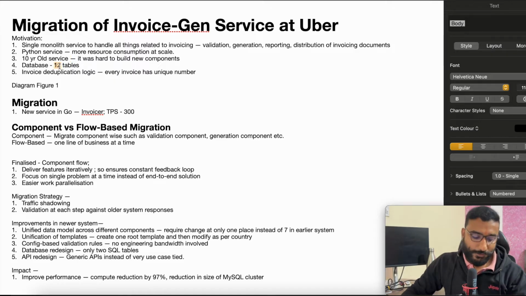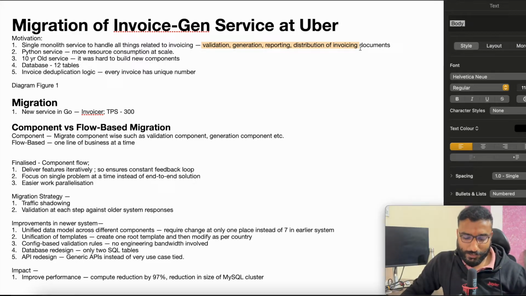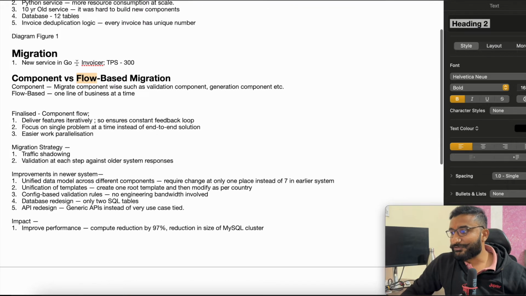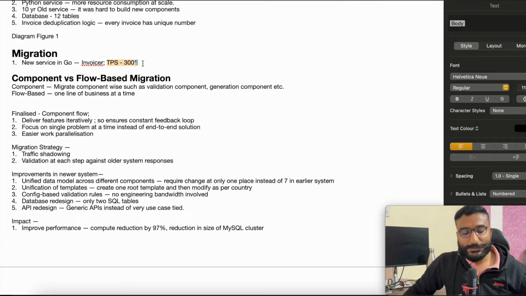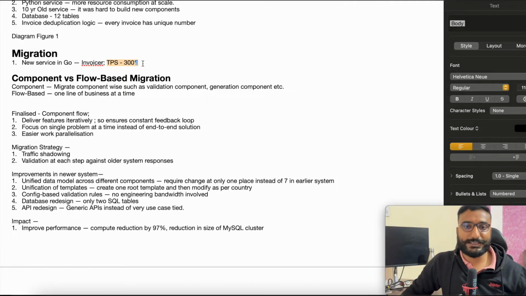It was an older service, harder to build newer components. If we talk about database tables, there were 12 tables specifically, and there were 7 data models which were maintained across these different modules: validation, generation, all those things. So in a nutshell, there were a lot of problems, and the solution was to come up with a new architecture and launch it. The new service was launched in Go, which is called Invoicer, serving a TPS of 300 PDFs. So basically, you have to generate 300 PDFs per second.